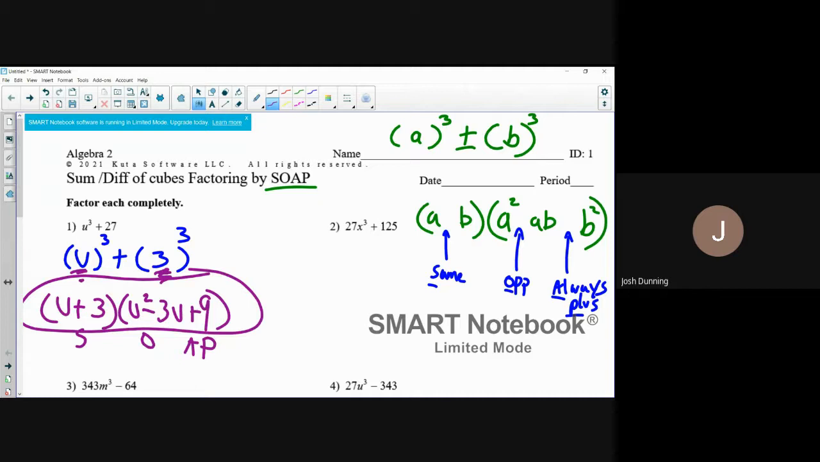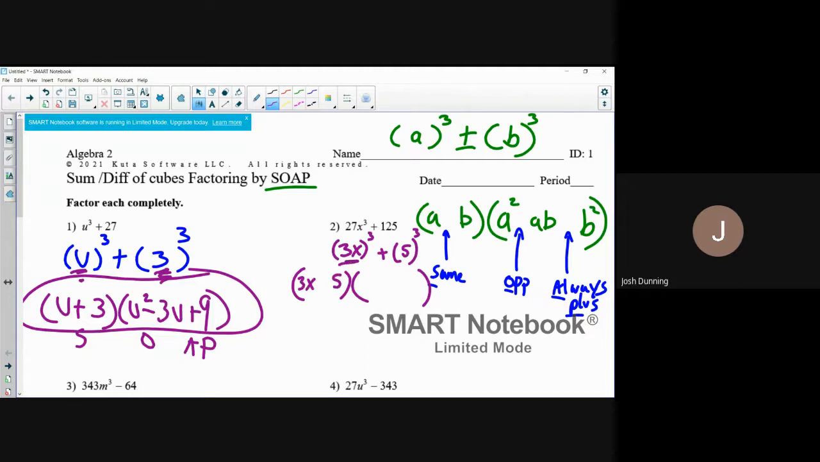And number 2, drop them down. Well, I would raise 3x to the third power to get 27x squared. I raise 5 to the third power to get 125. So a binomial, then a trinomial. First one, second one.